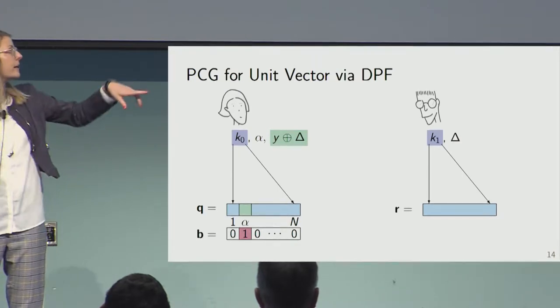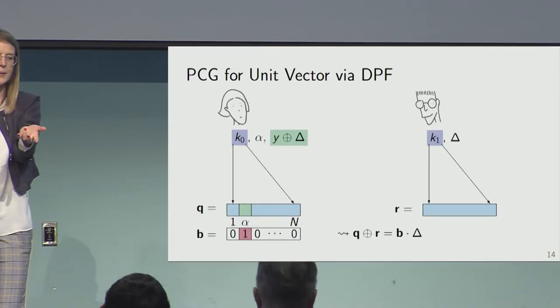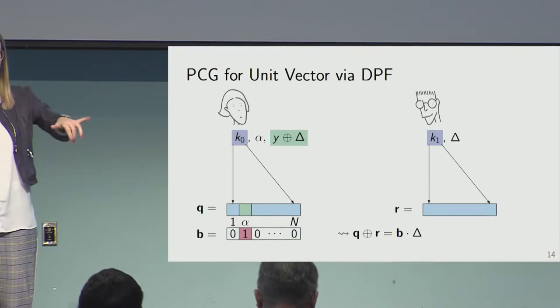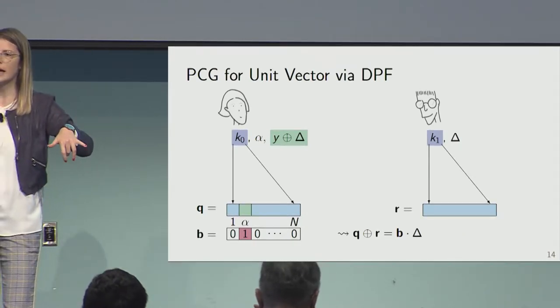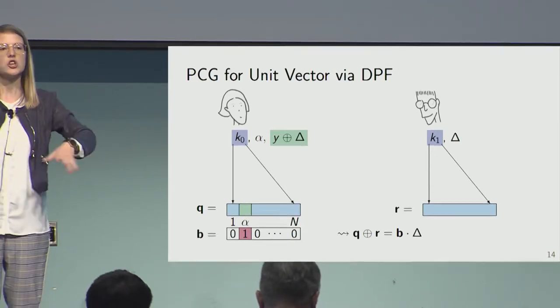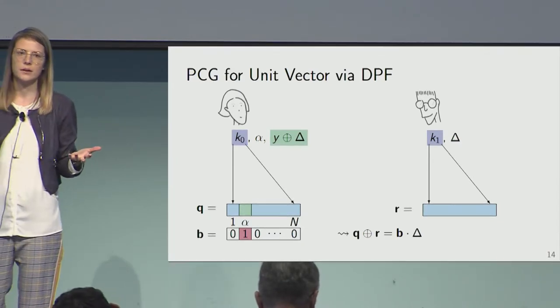Alice will add, at the green part, at the alpha position, this y plus delta. And then because of the properties of the distributed point function, if you add up q and r, this will be delta times the unit vector. And so b is this unit vector that is nonzero at this point alpha. So we have a PCG, we can expand, we have a PCG if B is the unit vector.